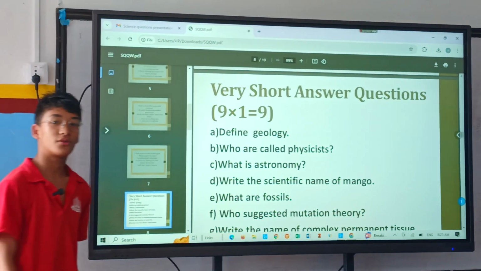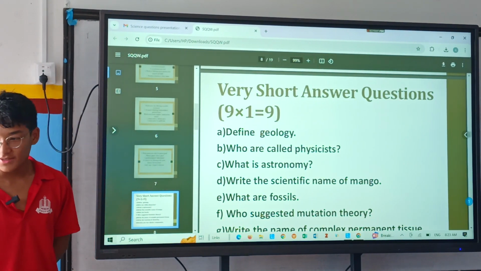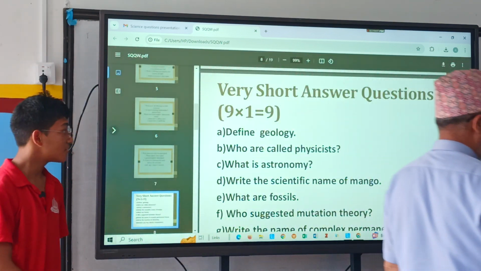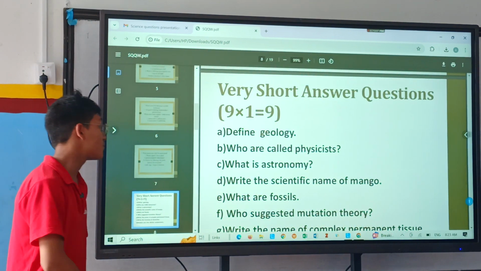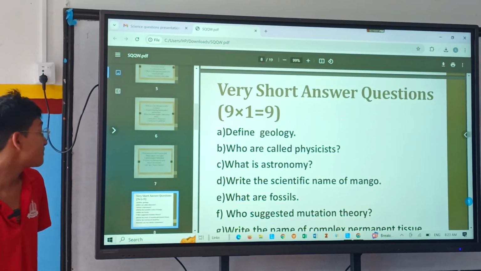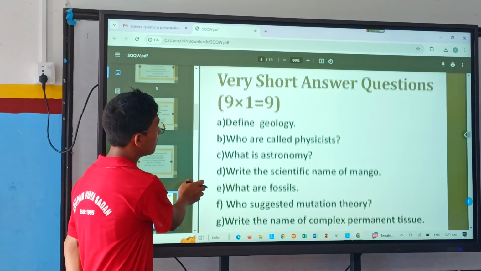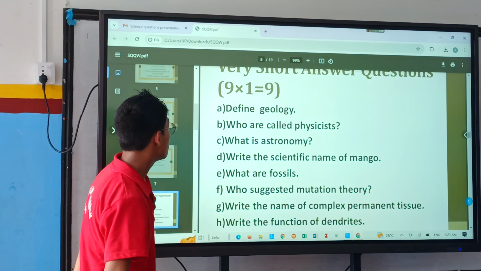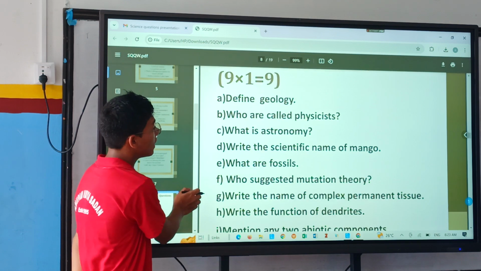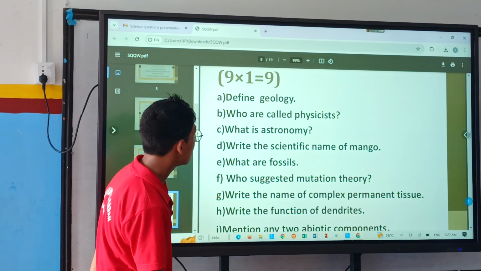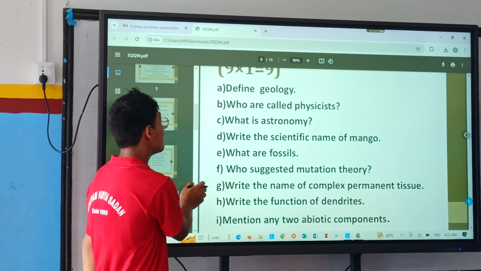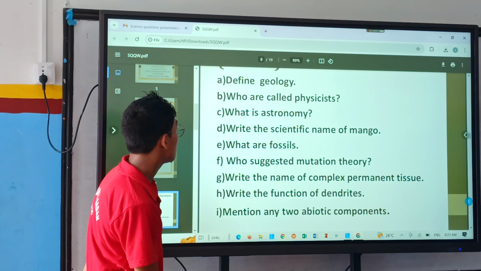Namaskar and very warm good morning to our scientists and dear friends. As you know, it may be just from class 9 standing to say, question A number. Define geology. B number. Who are called physicists? C number. What is astronomy?